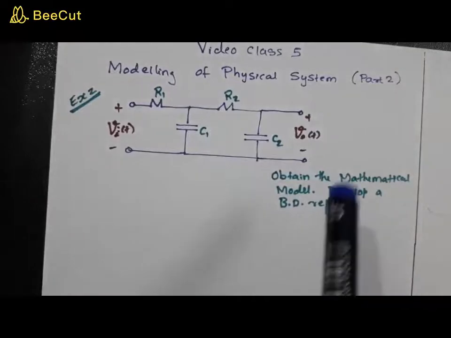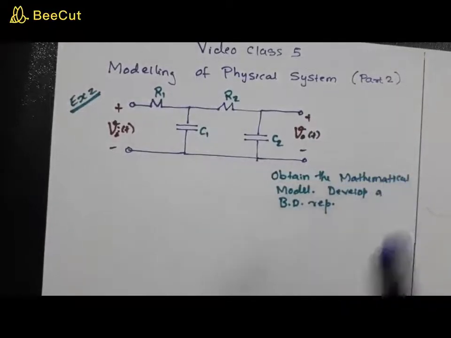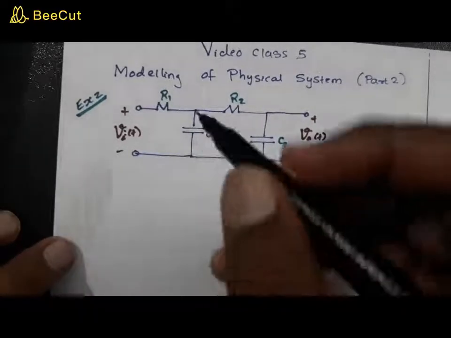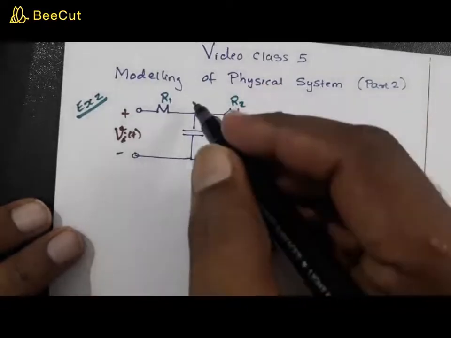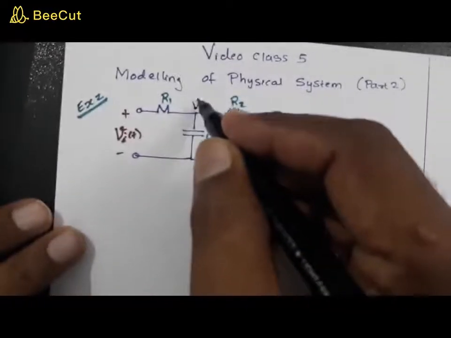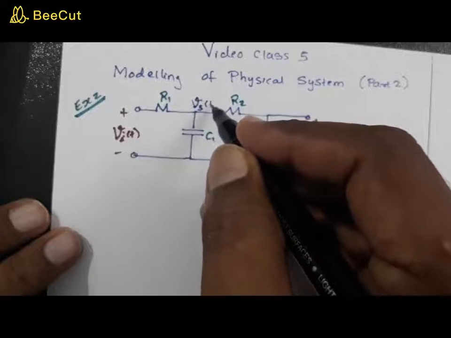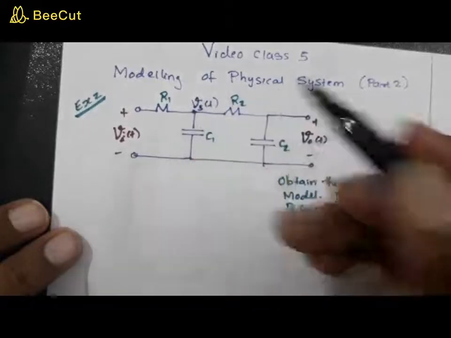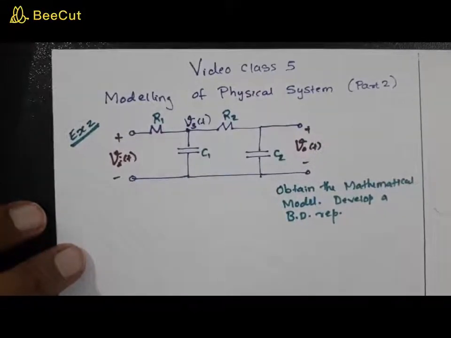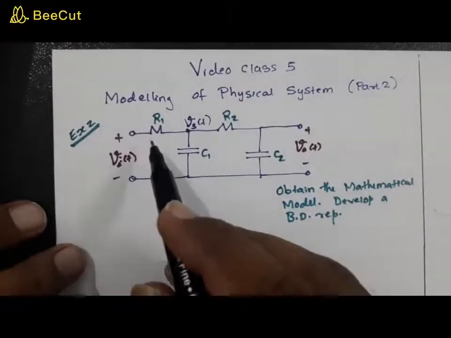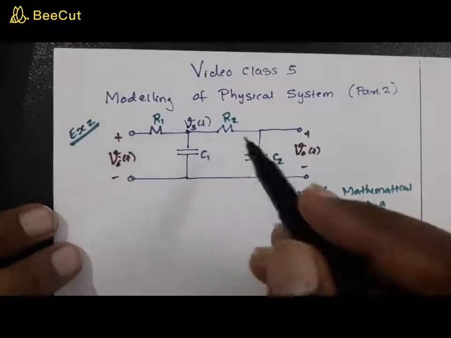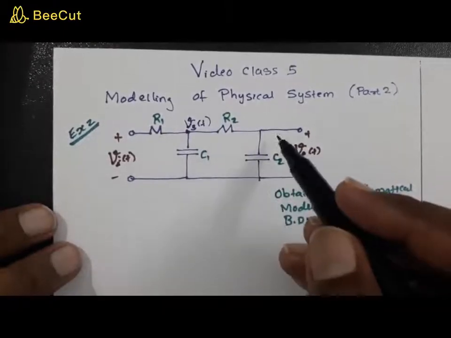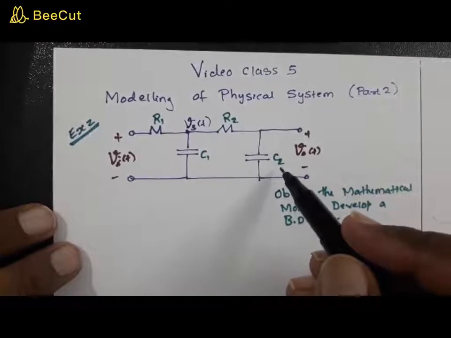In order to obtain the mathematical model, you need to apply KVL. This is V3 of t, I forgot to write. This node voltage is V3 of t. So you have an input Vi of t, and that's given to this R1 C1. Then you have another mesh. The output is taken across the capacitor C2.